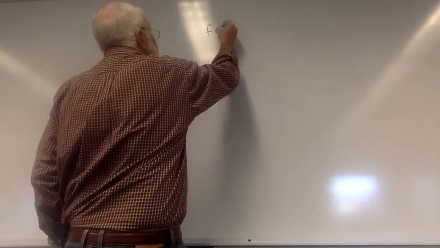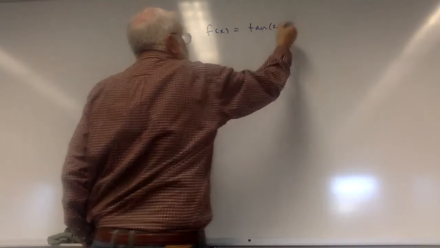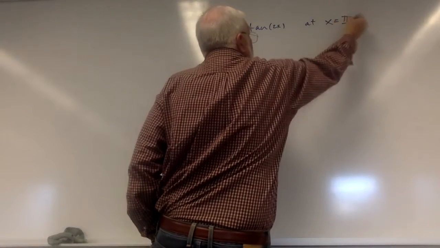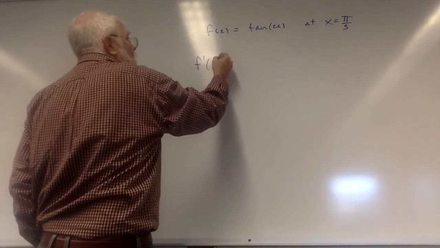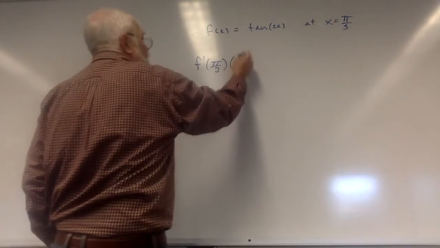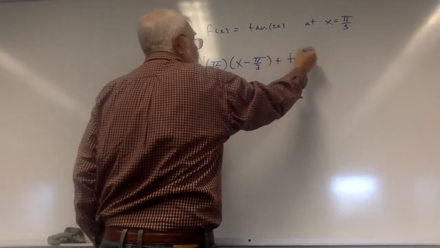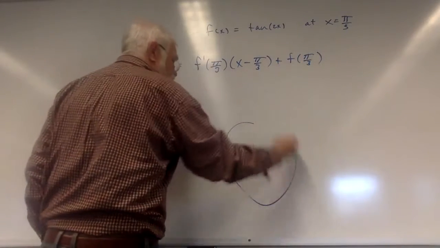So the first question is equation of line tangent to tan 2x at pi over 3. So we got a function, tan of 2x at x equals pi over 3. We're going to write the equation of line tangent. So we've got to do f prime pi over 3, x minus pi over 3 plus f of pi over 3. So we got to go to the circle.